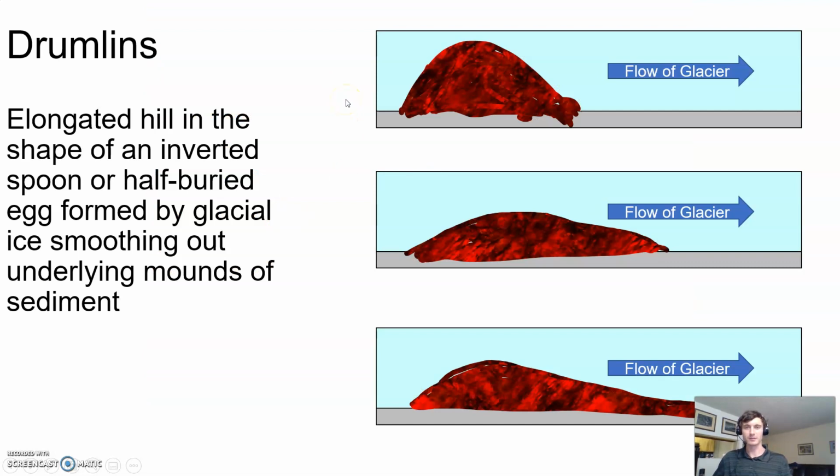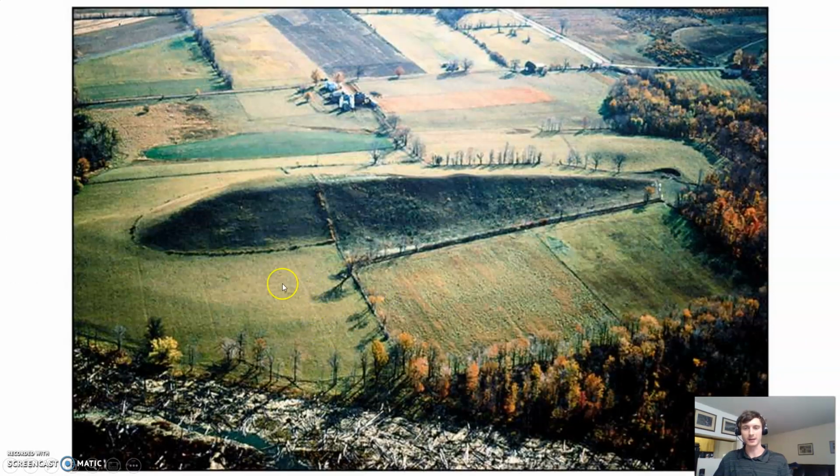You also have things we call drumlins. You might imagine we have this mound, which is just here already. We don't care about how it got there. And as the glacier flows over it, it rounds it out into an upside down spoon shape, like a teardrop shape, almost like half an egg being submerged below the ground here. It smooths out the hill until you get something like this.